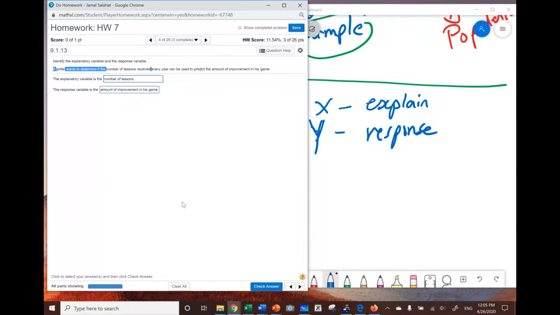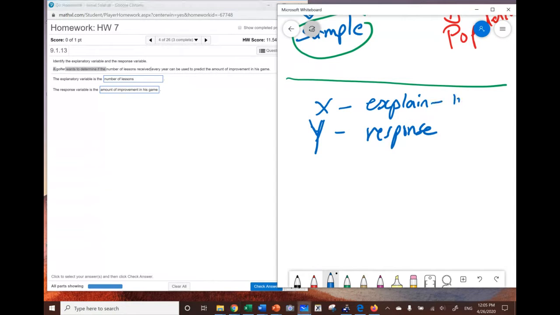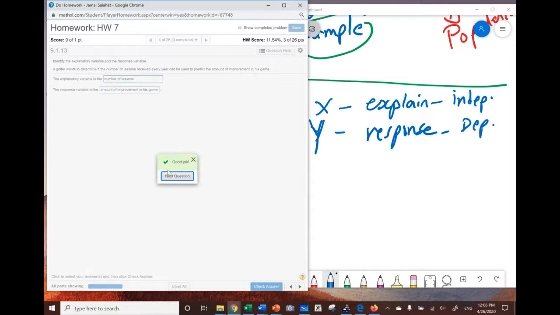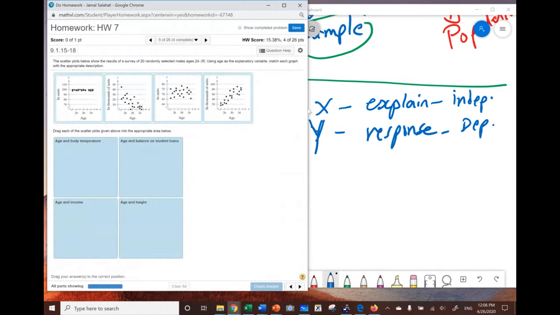In this case, here it is the independent, and this is the dependent. So the amount of improvement is dependent on the number of lessons. So we're going to check this answer, go to the next one.